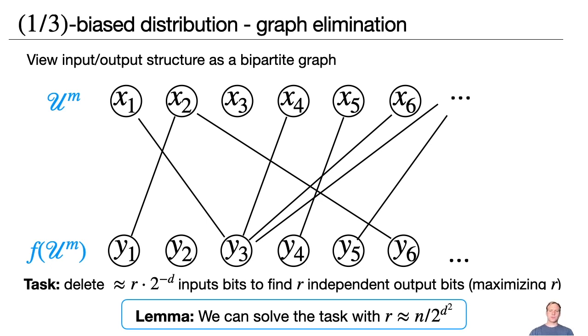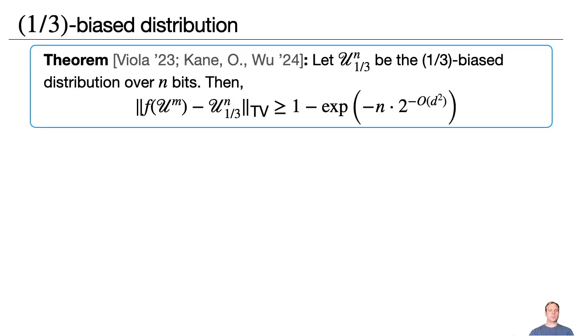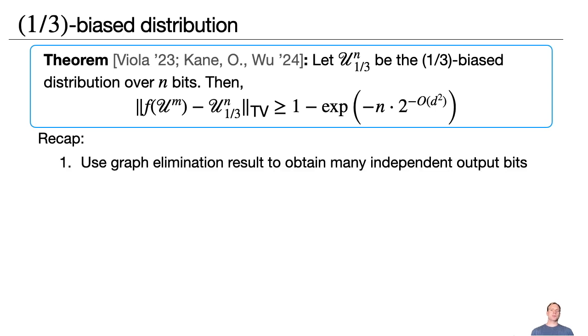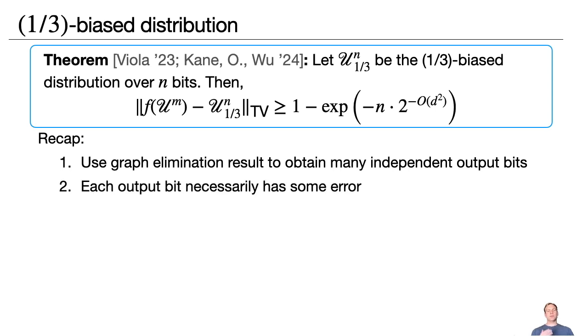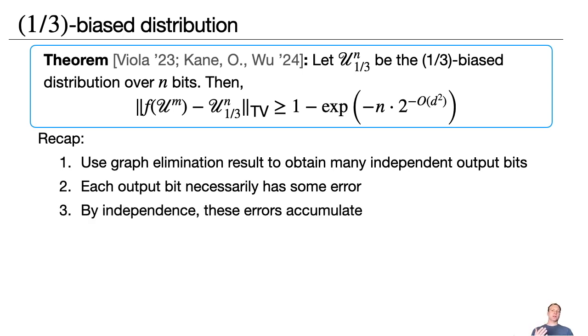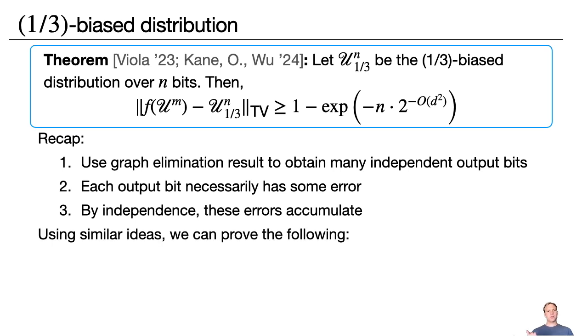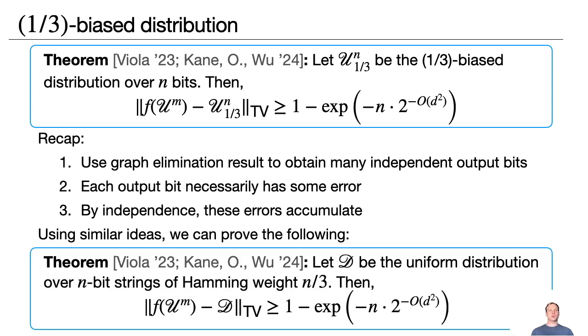I'll skip the proof for time's sake, but combining everything together, we get the claimed result. Just to recap here, we first use graph elimination results to obtain many independent output bits. Now each of these output bits necessarily has some error, and we can accumulate these errors together by independence. Now, using very similar ideas, we're able to prove a similar bound in the case of the uniform distribution over n-bit strings of Hamming weight n over 3.